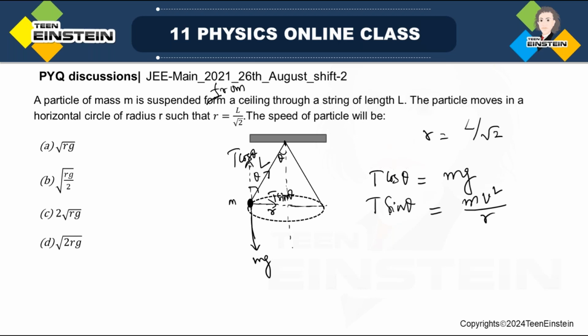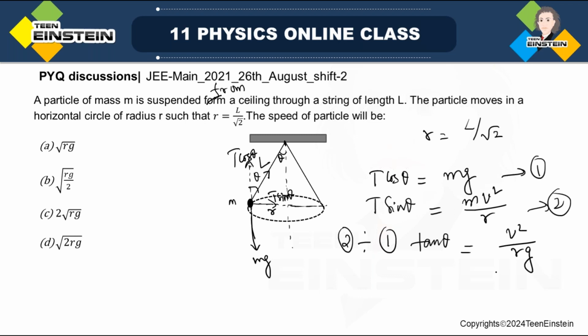All right, now suppose this is equation number 1, this is equation number 2. If I divide equation number 2 by equation number 1, then what do I get? Tan theta is equal to v square by rg. Now I have to find out what this theta is first of all.